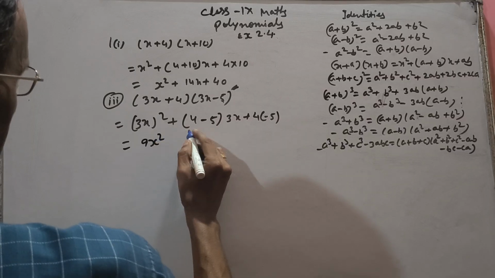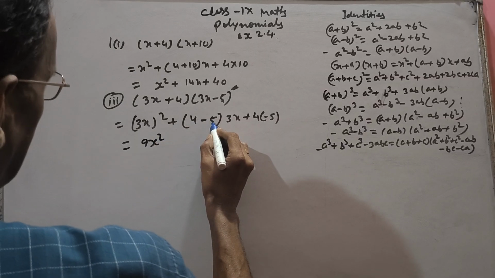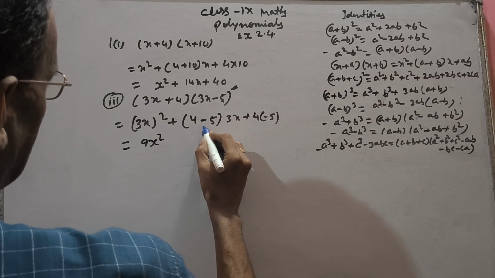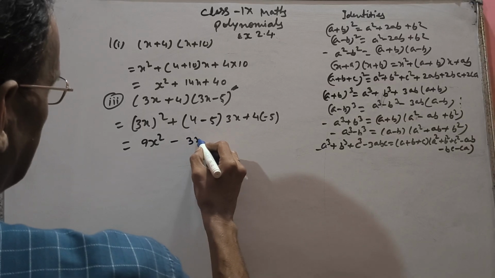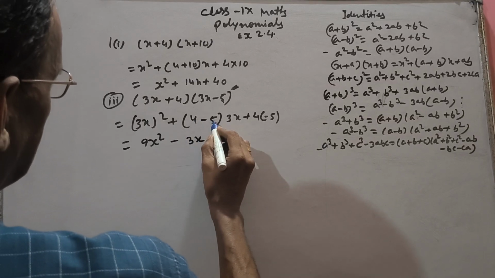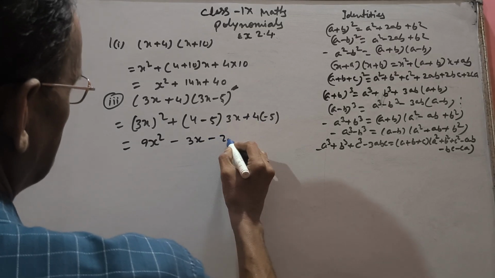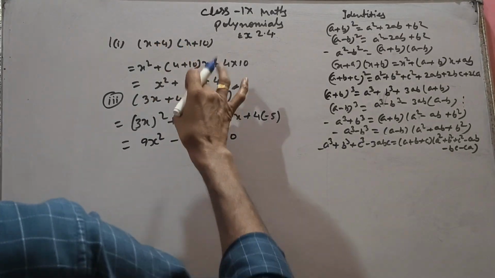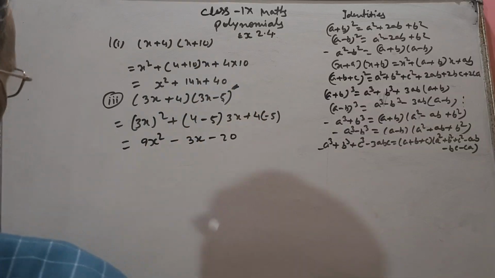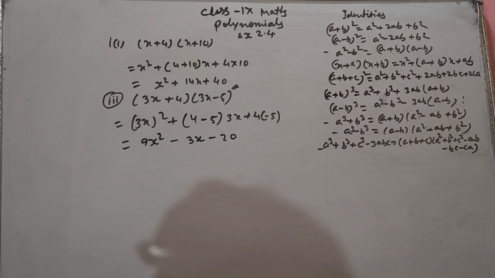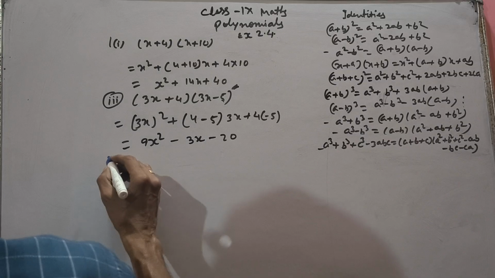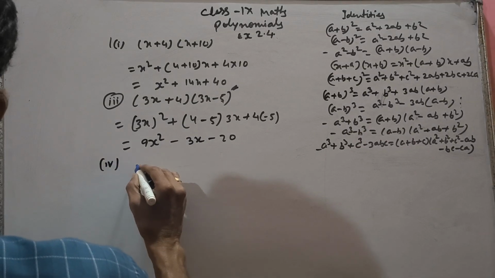9x squared. See, 4 minus 5 is minus 1. Minus 1 into 3 is minus 3x. Understood? Then 4 into minus 5 is minus 20. So same formula only, but b is minus 5 here. Okay? Question number 4 will use a different identity.